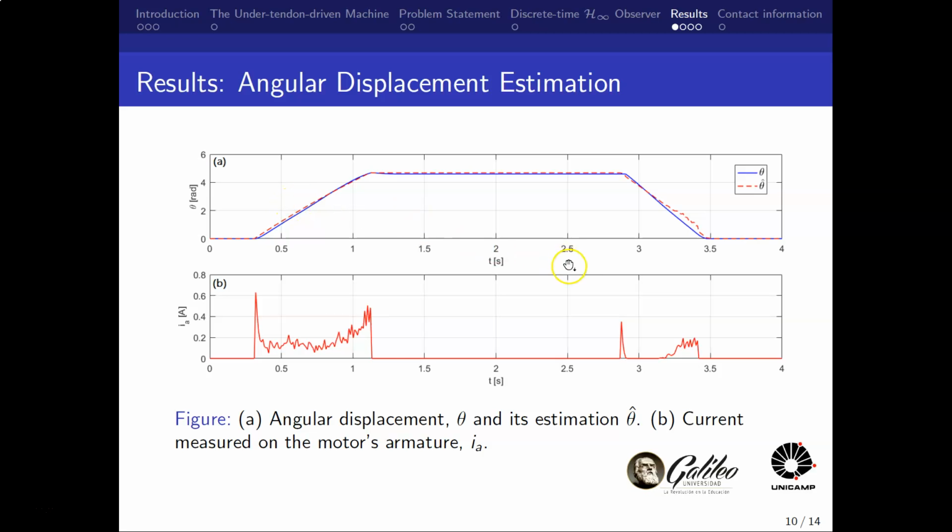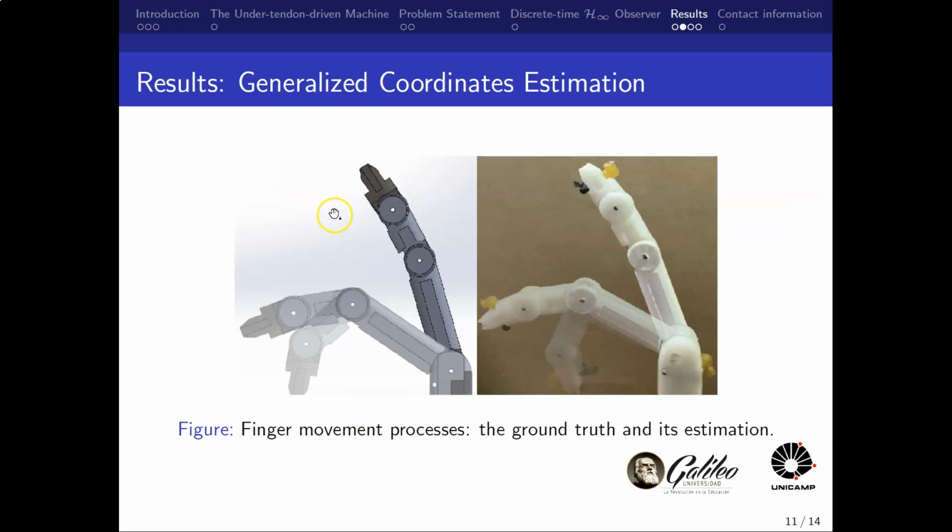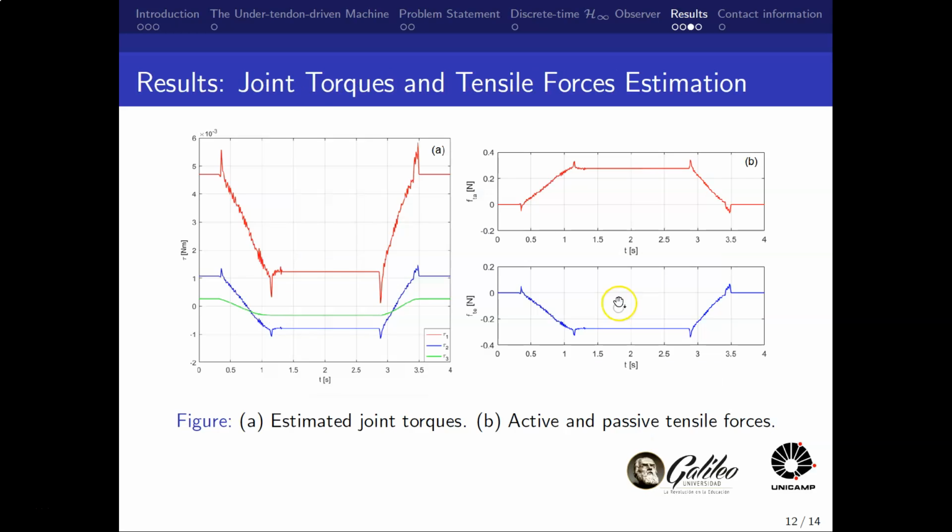In addition to that, this graph shows the estimation of the generalized coordinates during the flexion process of the finger. The estimation is on the left side and the ground truth on the right. Moreover, this graph shows the behavior of the estimated torques for each joint, as well as the active and passive tensile forces of the under-tendon-driven mechanism.